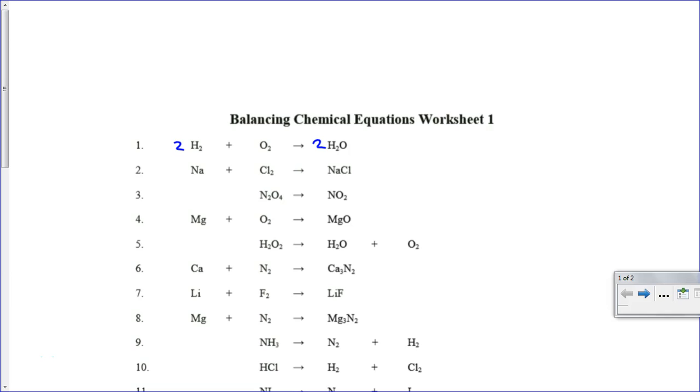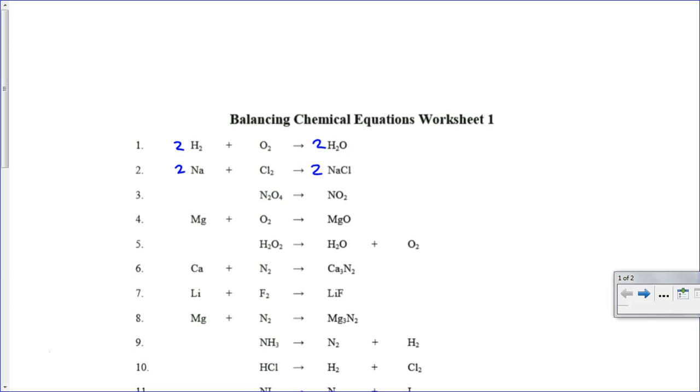With this next one, sodiums, I've got 1 on the left, I've got 1 on the right. Chlorine, I've got 2 on the left, I've got 1 on the right. And so to balance out the chlorines, I put a 2 here, and then again, it accidentally threw off the sodiums, but it's okay because I can fix it by just putting a 2 there in front of the sodiums.